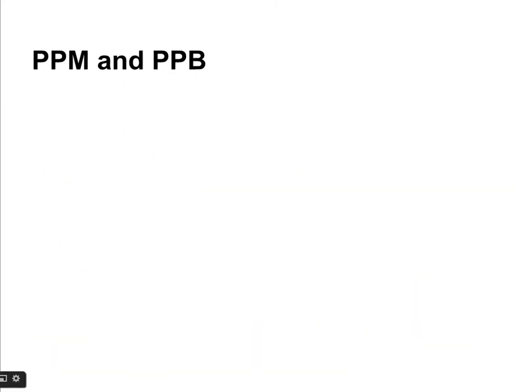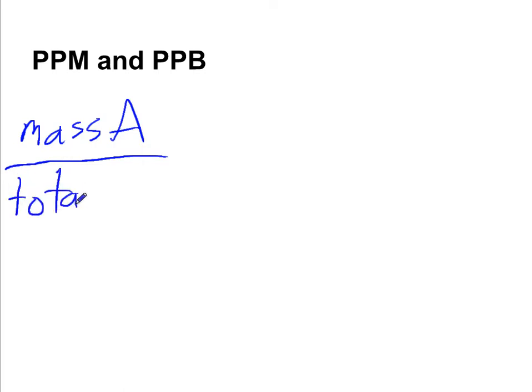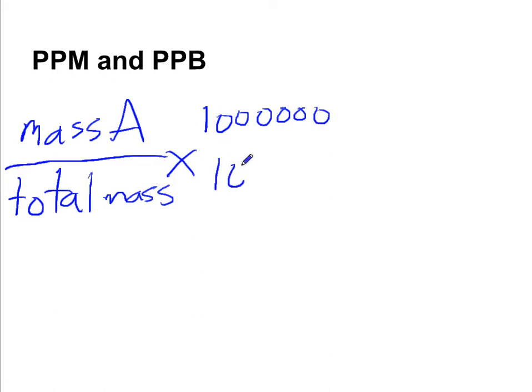Parts per million, ppm, and parts per billion, ppb, are very similar to mass percent, except you're not going to be multiplying by 100, you're going to be multiplying by something else. So for parts per million, it's the mass of your solute A divided by the total mass. But instead of multiplying by 100, you're going to multiply by 1,000,000, or another way to write that would be 10 to the 6th. That's going to be how you find parts per million.